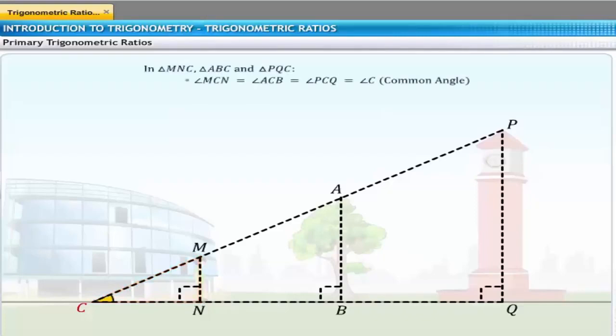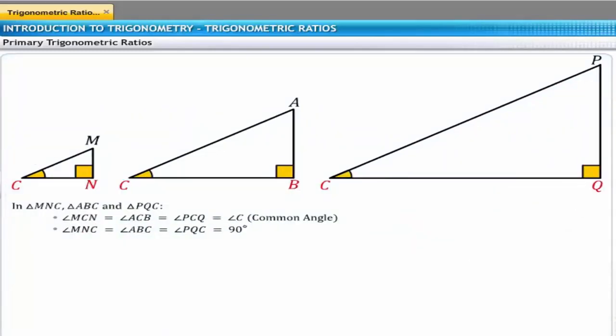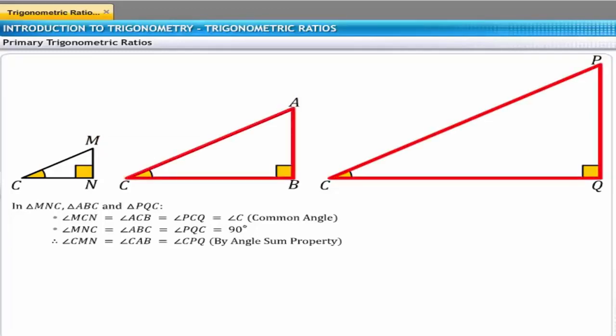Angle C is common to all the three triangles. Each triangle has one angle, which is a right angle. It means that two pairs of corresponding angles of the three triangles are equal. Thus, by the angle sum property, the third pair of angles of these three triangles is also equal. This means that the triangles PQC, ABC, and MNC are similar to each other by the AA similarity criterion.